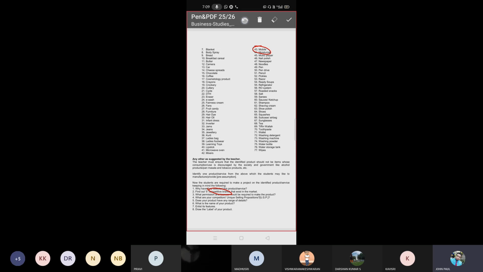What permission and license would you require to make this product? What license do we need for the manufacturer? And what selling proportion are your competitors using? Does your product have any range? What we need to do is create our own product. We don't have to make a real mobile, just a drawing is enough. We need to draw and name the product.